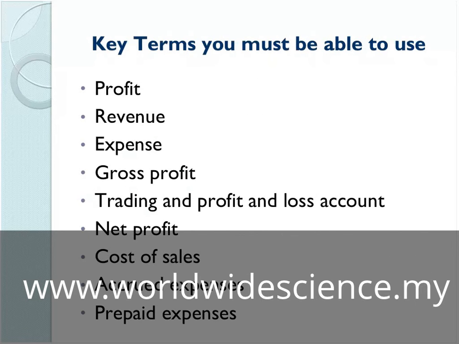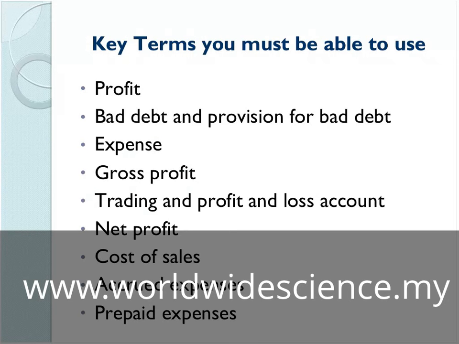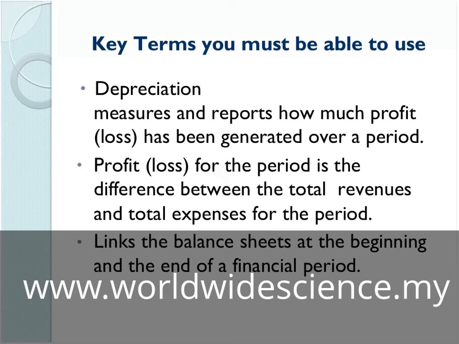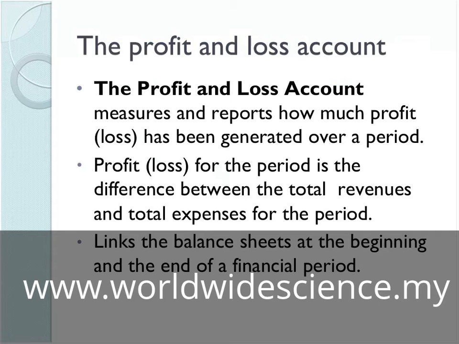So let's see. The key terms you must be able to use: the profit, revenue, expense, gross profit, trading and profit and loss account, the net profit, cost of sales, accrued expenses, prepaid expenses. Depreciation, bad debts and provision for bad debts, residual value, straight line method, reducing balance method. This is the calculation of depreciation, and LIFO, FIFO for the costing. Weighted average cost. This is evaluation of the inventories. So let's see each of them separately.